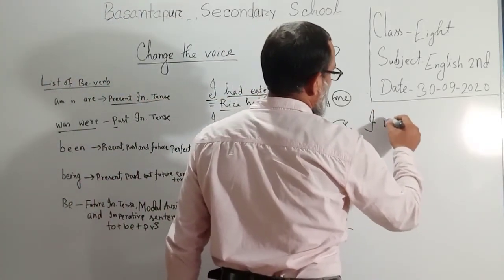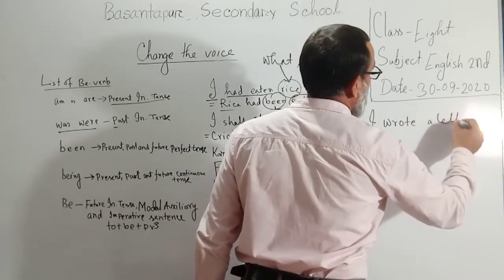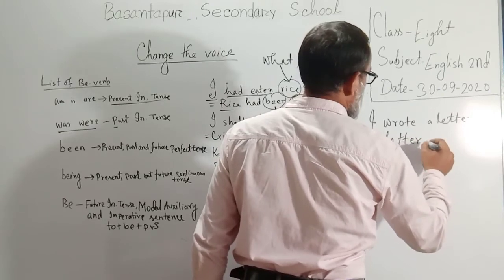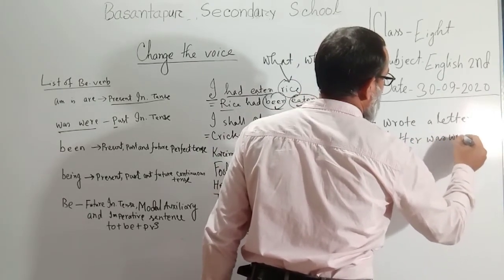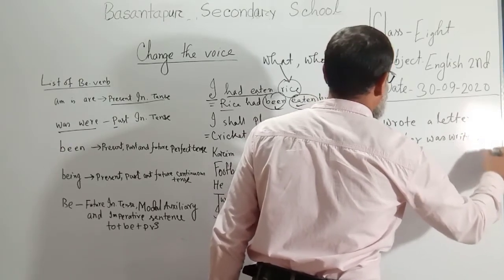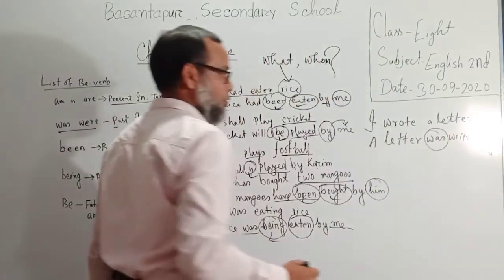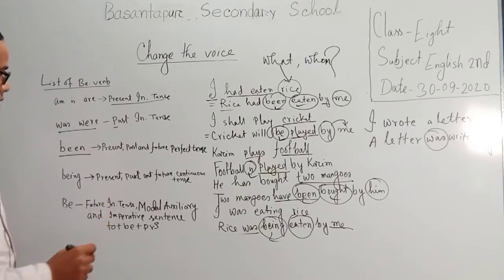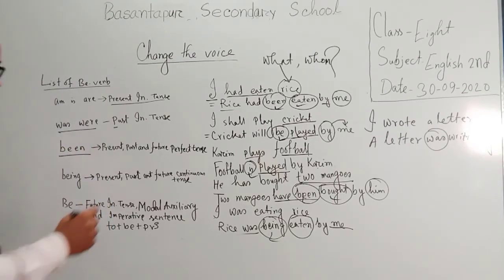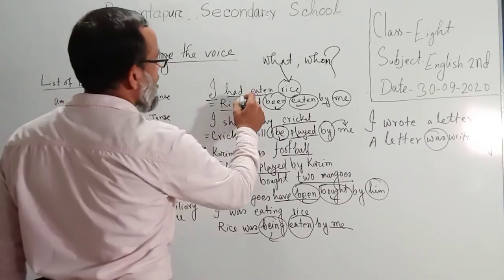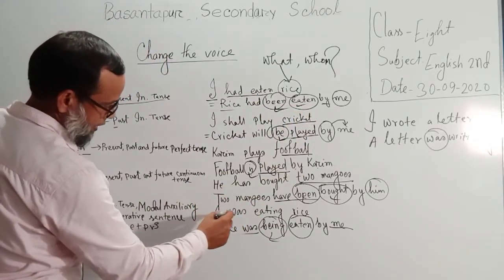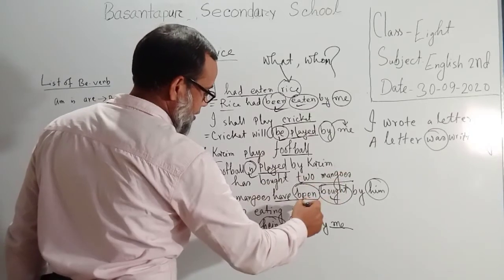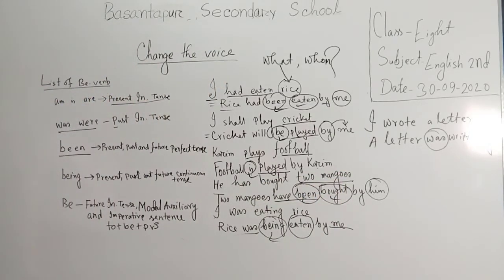I wrote a letter. A letter was written by me. So be verbs are used before the past participle in past indefinite tense. Been is used in all types of perfect tense: present perfect, past perfect and future perfect. Here is past perfect tense, been is used. Here is present perfect tense, been is used. So been is used in all perfect tenses.